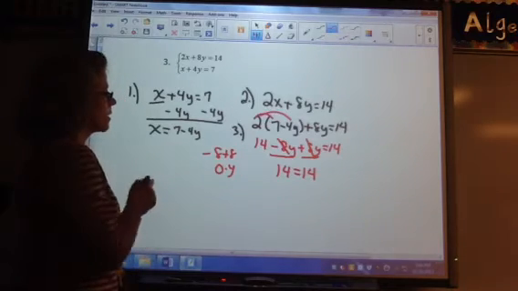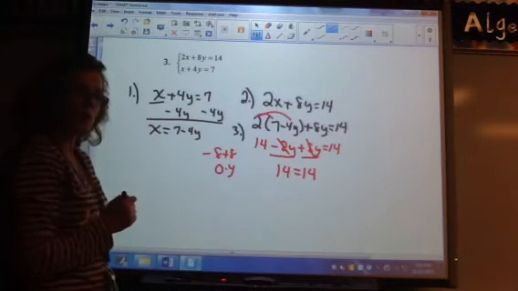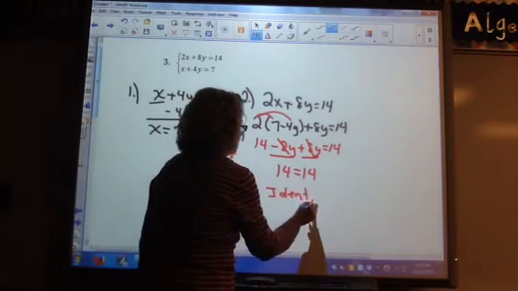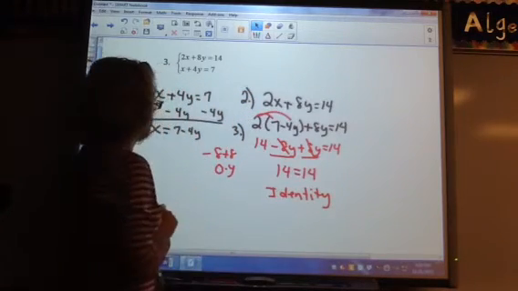Remember when we solved equations like this? When you end up with canceling out your variables and a true statement? This is called an identity, where you have many solutions.